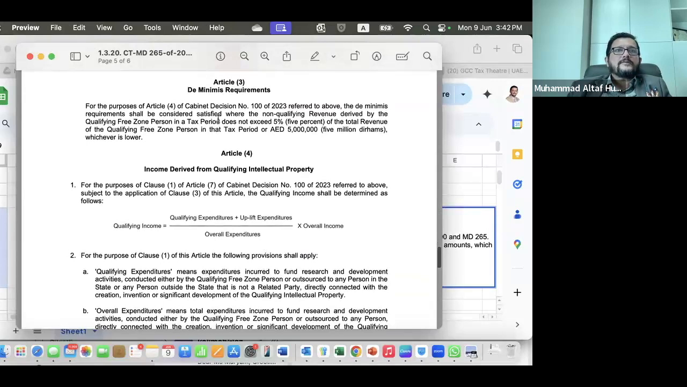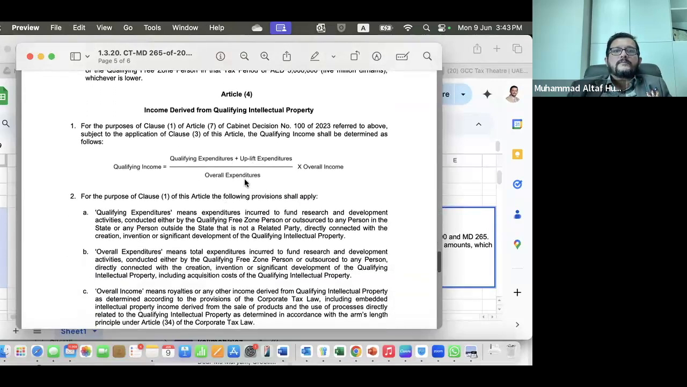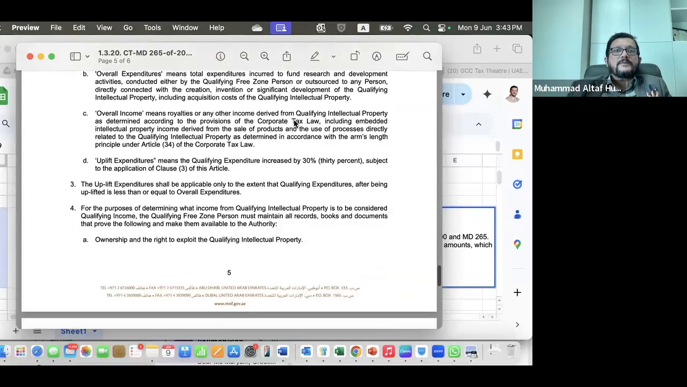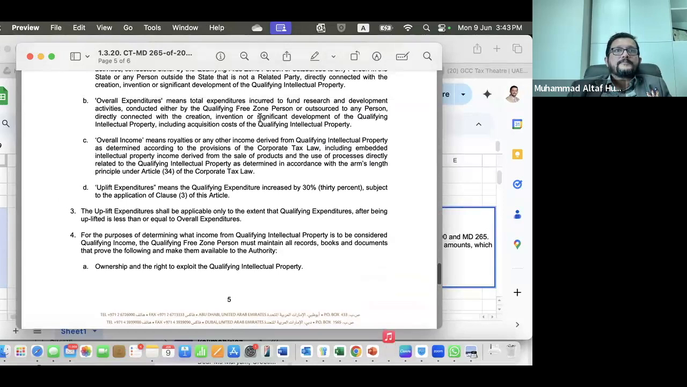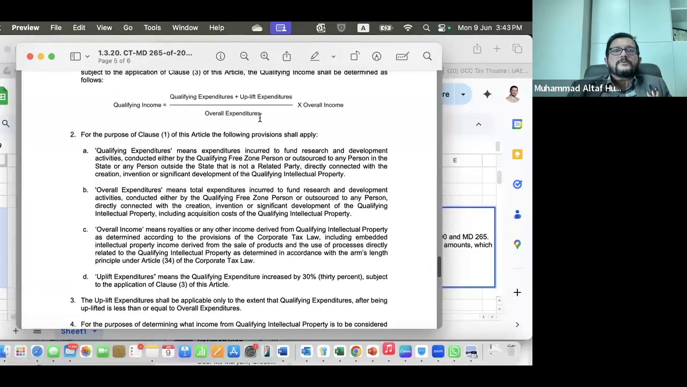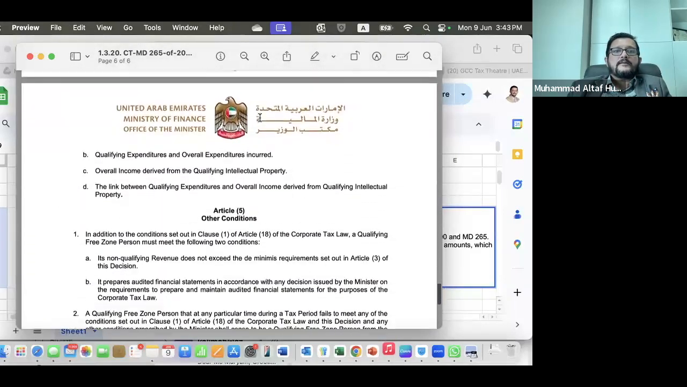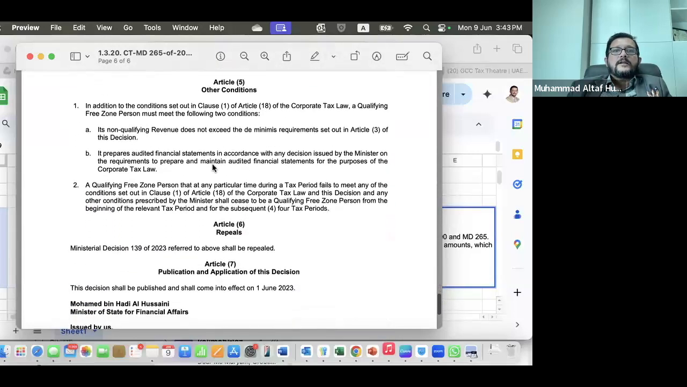There are other things. Article 3 is de minimis, and here they're also mentioning a detailed article on qualifying intellectual property because this has been introduced in the Cabinet Decision also. So this has been detailed in here, right? And then some other conditions have also been mentioned: in addition to the conditions, a qualifying free zone person must meet that its non-qualifying revenue does not exceed the de minimis threshold. There is qualifying revenue, there is non-qualifying revenue. It prepares audited financial statements.